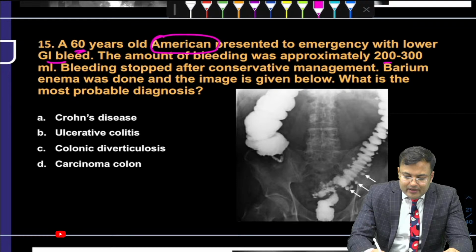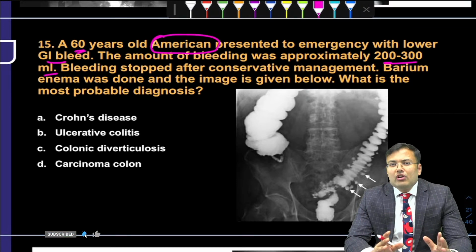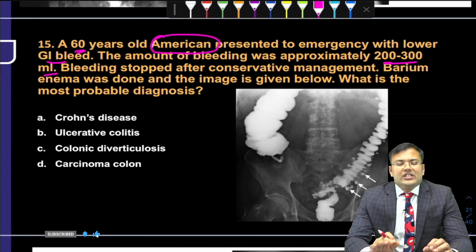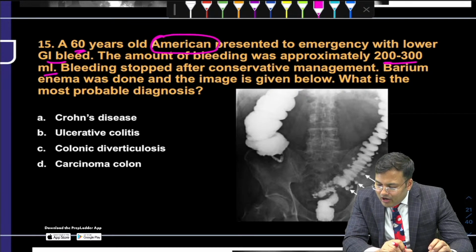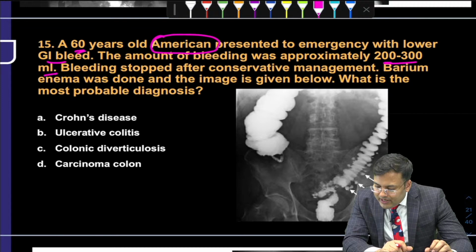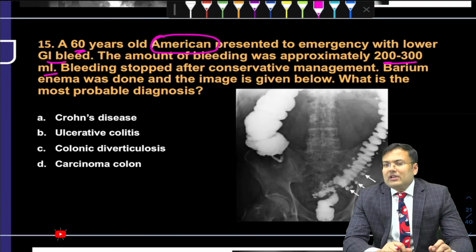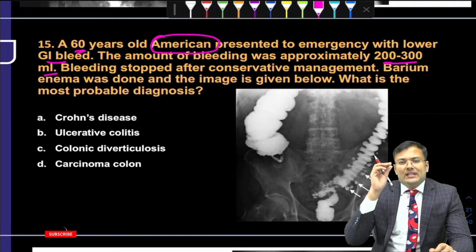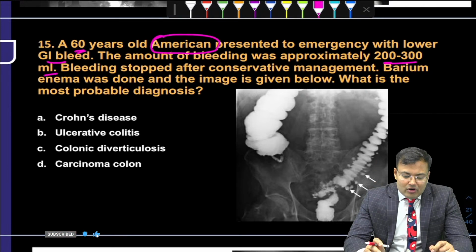How much is the bleeding? 200 to 300 ml. First question for all of you: in a case of massive lower GI bleeding, what is the most common cause of significant lower GI bleeding? Yes, all of you are going to mark the correct answer. Very good. Diverticulosis. Some say diverticulitis, but it is not diverticulitis, which means inflammation. This is diverticulosis.